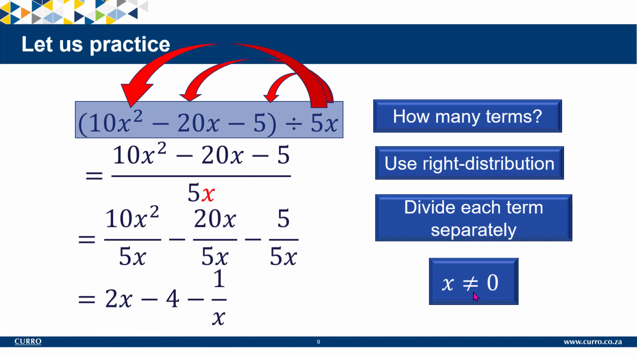So let's divide each term separately. 10 divided by 5 is 2. Use your laws of exponents. x squared divided by x. 2 minus 1 is 1. 20 divided by 5 is 4. The x's cancel, which means it gives you 1, but that doesn't influence the answer. And be careful here. 5 and 5 goes into 5 once. So there's a 1, and then the x is left in the denominator.